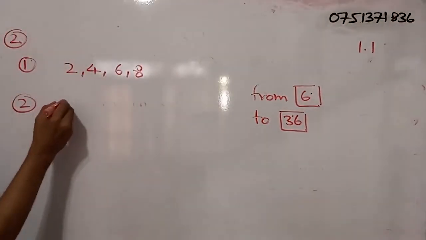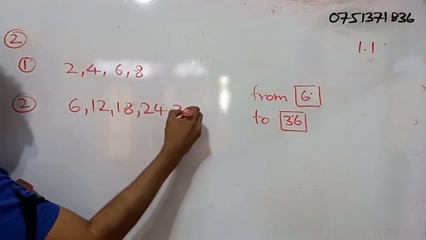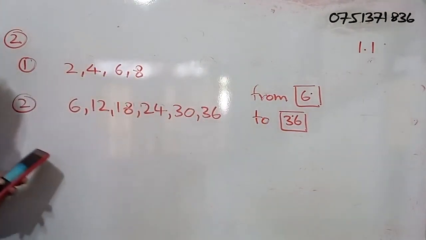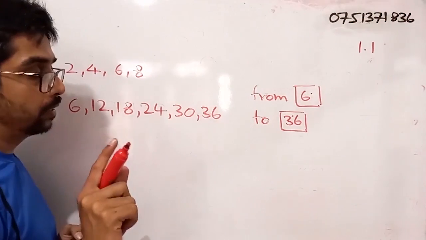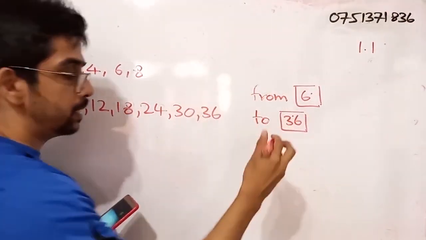Right. So 6, 12, 18, 24, 30 and 36. So that should be the answer. Just imagine, so if this has been given between 6 and 36.